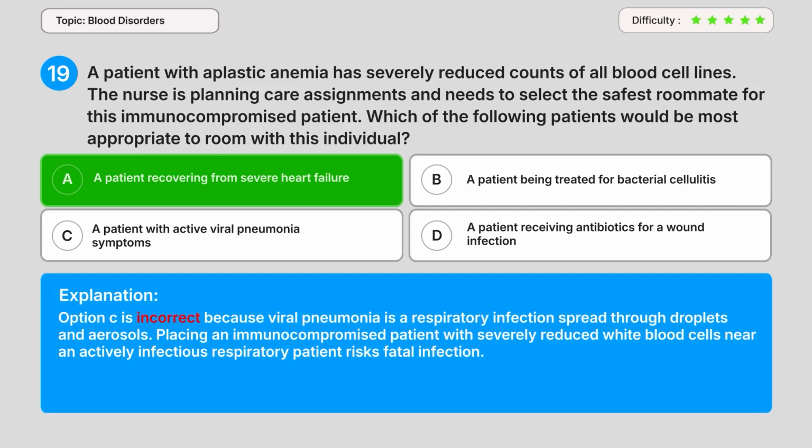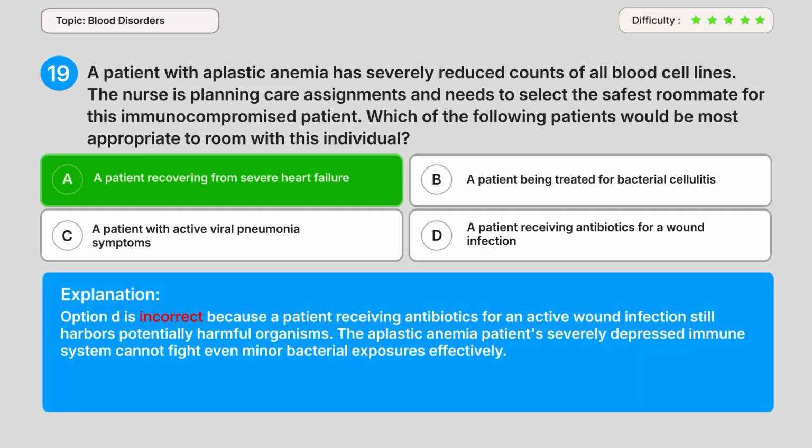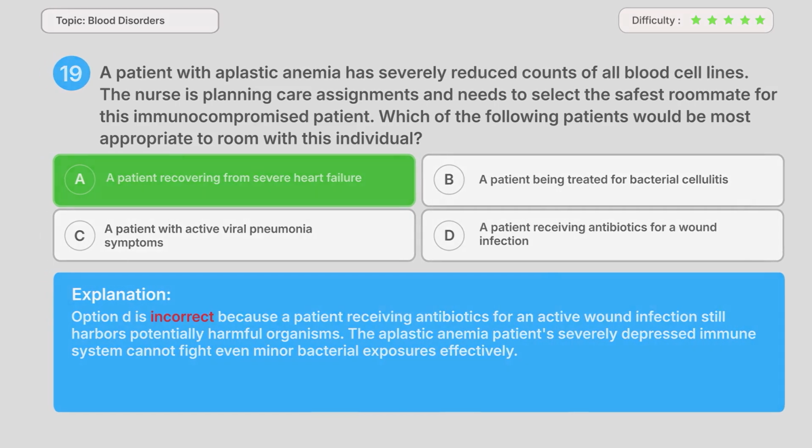Option C is incorrect because viral pneumonia is a respiratory infection spread through droplets and aerosols. Placing an immunocompromised patient with severely reduced white blood cells near an actively infectious respiratory patient risks fatal infection. Option D is incorrect because a patient receiving antibiotics for an active wound infection still harbours potentially harmful organisms. The aplastic anemia patient's severely depressed immune system cannot fight even minor bacterial exposures effectively.